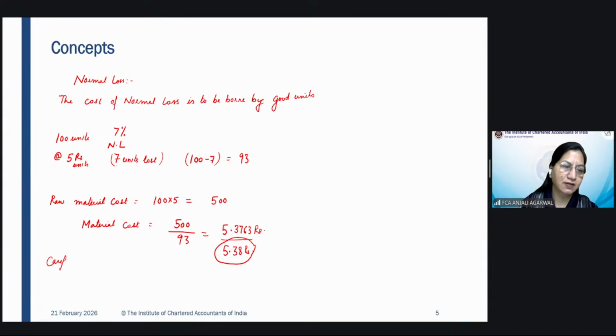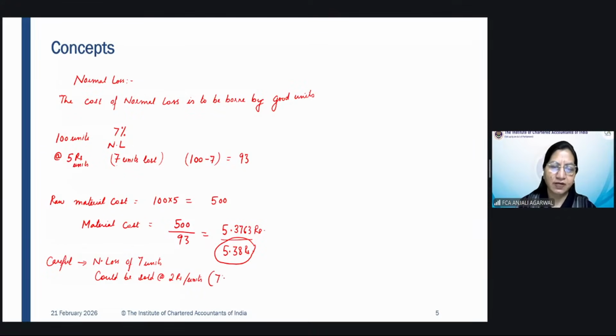You have to see, is normal loss sellable? If the normal loss of 7 units could be sold, you can retrieve them, you can collect them. And if it could be sold, let's say at the rate of 2 rupees per unit, then when the normal loss has recovered 7 into 2, 14 rupees by itself, why should we charge the entire 500 rupees to 93 units?